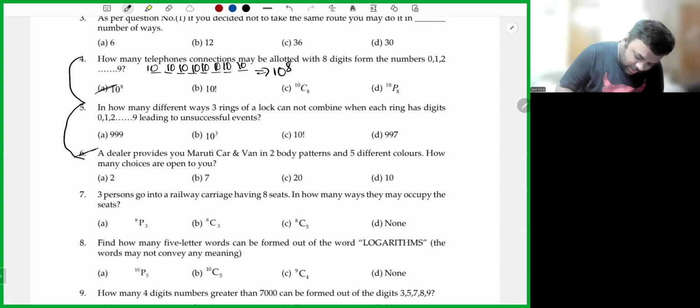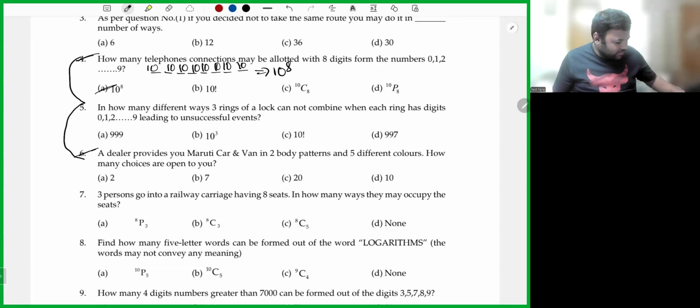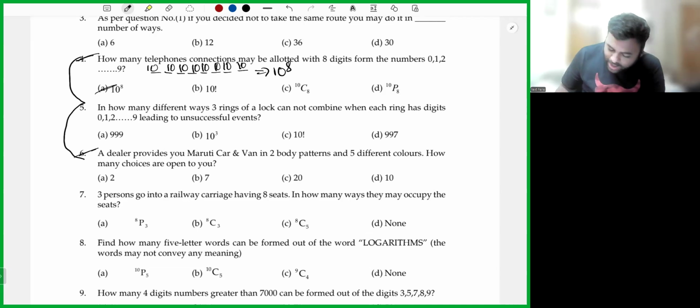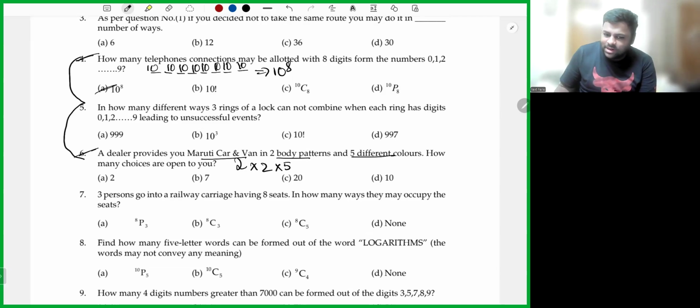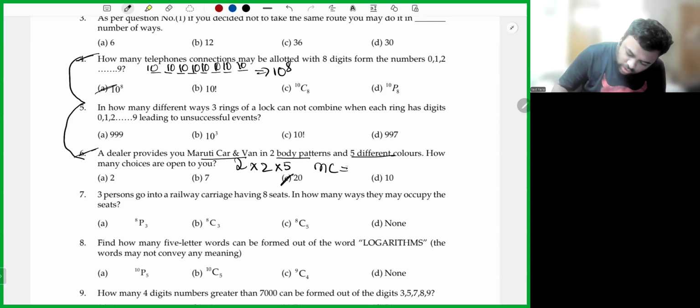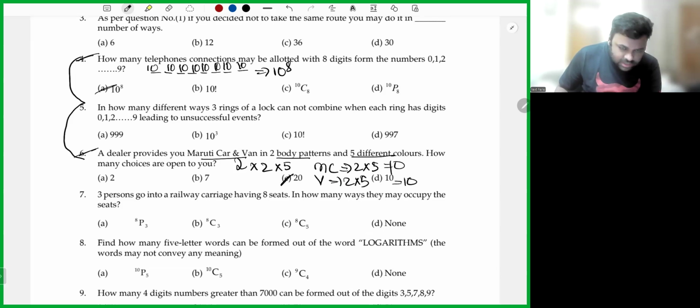See the sixth one. Don't tell me, sir, a telephone number should not start with 0. It can start with 0. There is no issue. A dealer provides you with a Maruti car and van in 2 body parts and 5 different colors. How many choices are open? Maruti car and van is there. 2 body parts are there. 5 different colors are there. And is there, right? So the connecting word is into. So 2 into 2 into 5, 20. Or else for the Maruti car, I'll say 2 into 5, 10. For the van, I'll say 2 into 5, 10. So 10 plus 10, 20 possibilities.